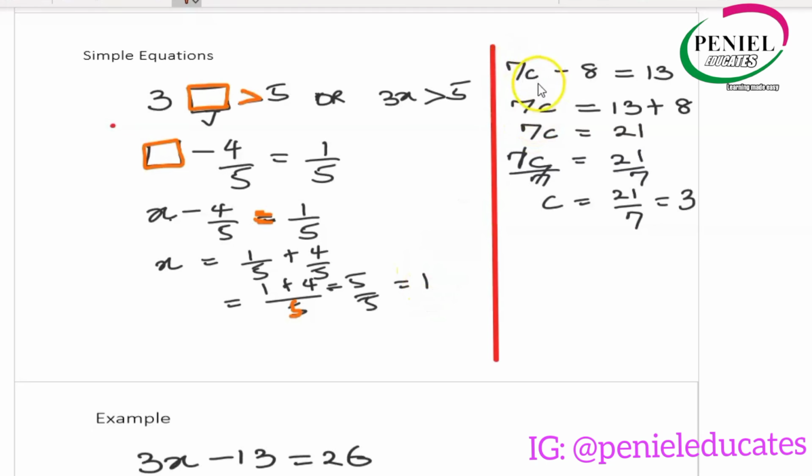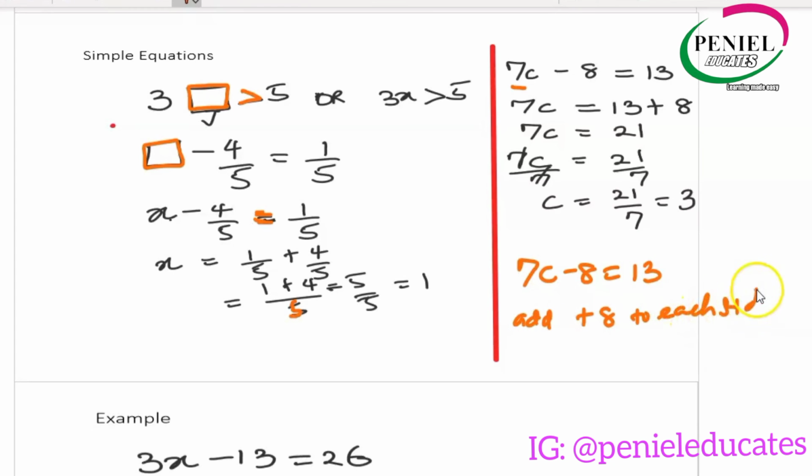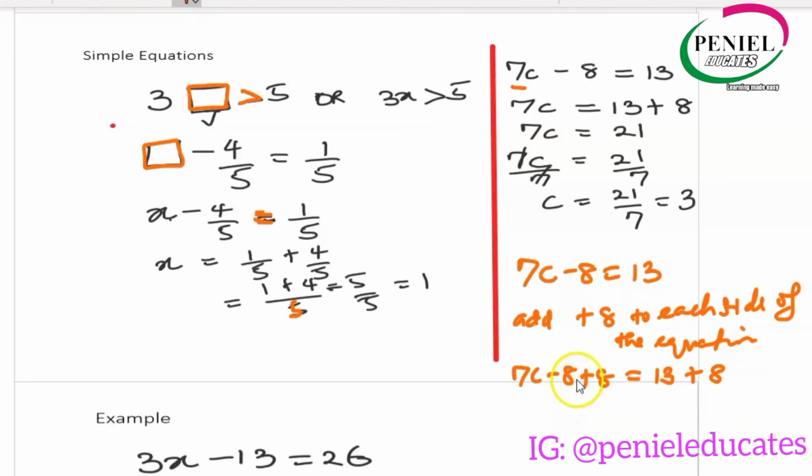All right, so also you can have things like this: 7c minus 8 is equal to 13, and you have to find c. Let me add plus 8 to each side of the equation. So if I add plus 8, I'm going to have 7c minus 8 plus 8, and I'm going to add 8 also to this side. The minus 8 plus 8 cancel, that is zero. I have 7c. This one is 21.